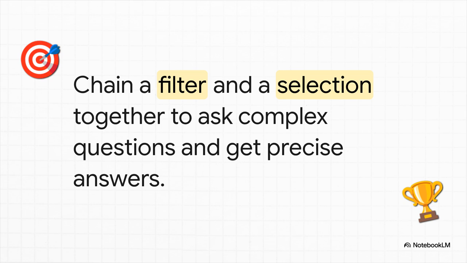That operation gives us back a new, smaller data frame. Then, right away, we chain on the second part, which selects just the name and score columns from that result. This is the whole essence of Pandas, combining simple, powerful steps to get the precise answer you need.